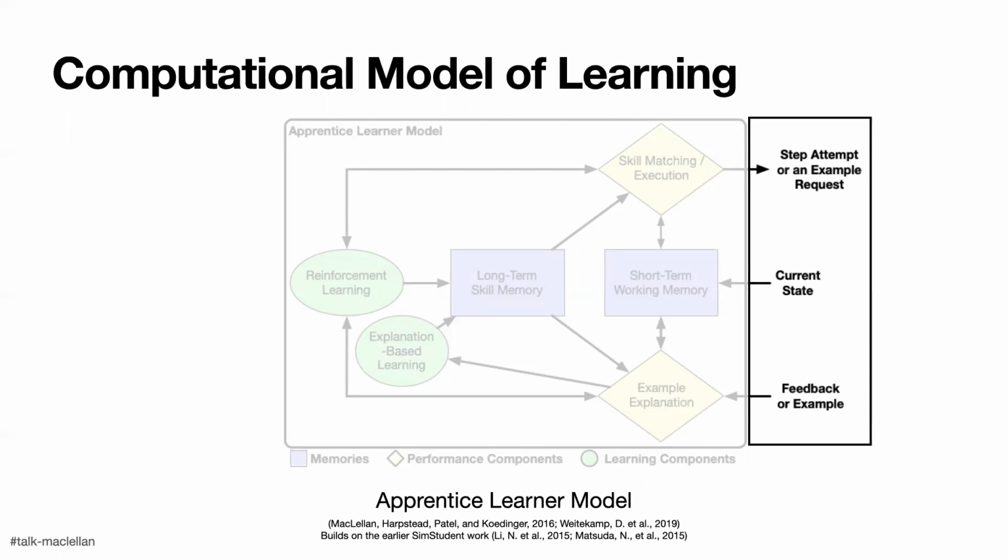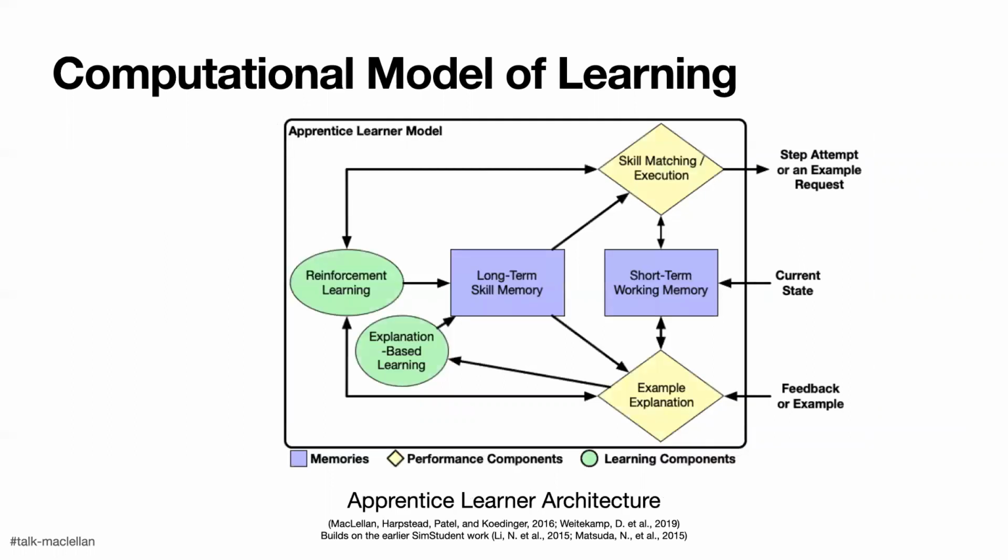And in response to this, either the attempt or the example request, the tutoring system will provide feedback to the system on whether its actions were correct or incorrect. And if it requested an example, then it will give it an example of what to do next. So to learn from these interactions, the model uses a number of different memories, performance, and learning components. The model closely aligns with the standard model that people have been talking about throughout the conference.